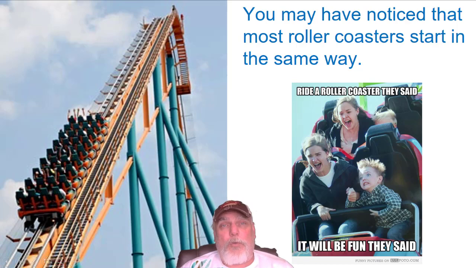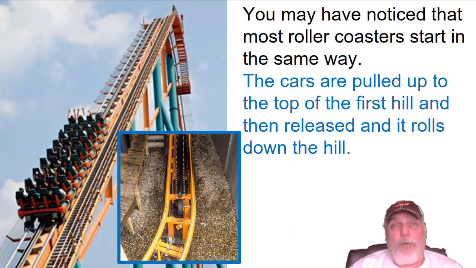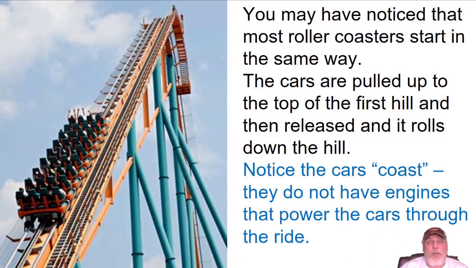You may have noticed that most roller coasters start out in the exact same way. The cars are pulled up that first big hill. That first hill is always the tallest of the hills. And you notice that there might be a chain, like you can see in this picture, and you hear it going click, click, clickety-clack, clickety-clack as it goes up the hill. Notice that the cars, after they get up to the top of the hill, no longer make that clickety-clack sound anymore. The car is released from the chain, and it rolls down the hill. It coasts down the hill.